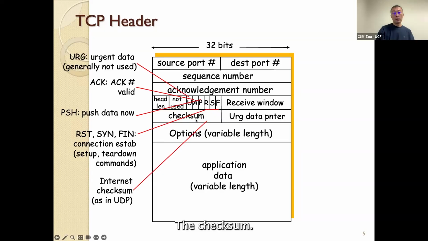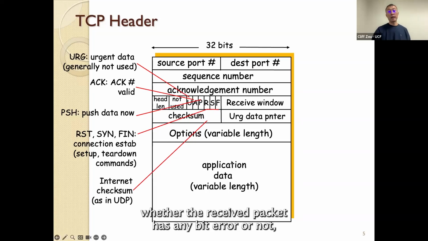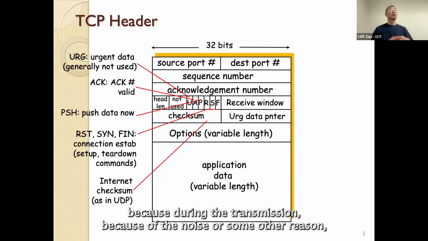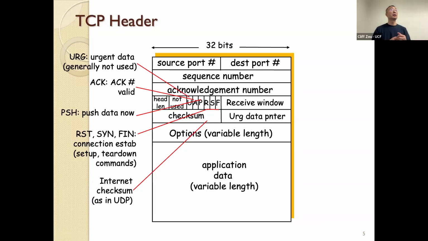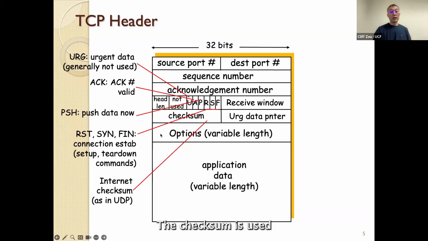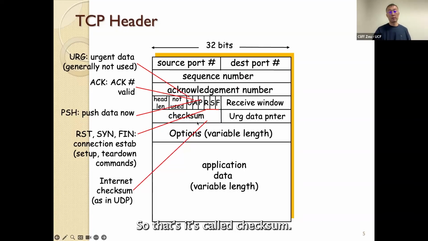The checksum is used for the receiver to verify whether the received packet has any bit error or not. Because during transmission, because of noise or some other reason, the whole packet may have a few bits that have been flipped or have wrong information. The checksum is used for the receiver to do a calculation to find out whether the packet has any bit error. So that's why it's called checksum.